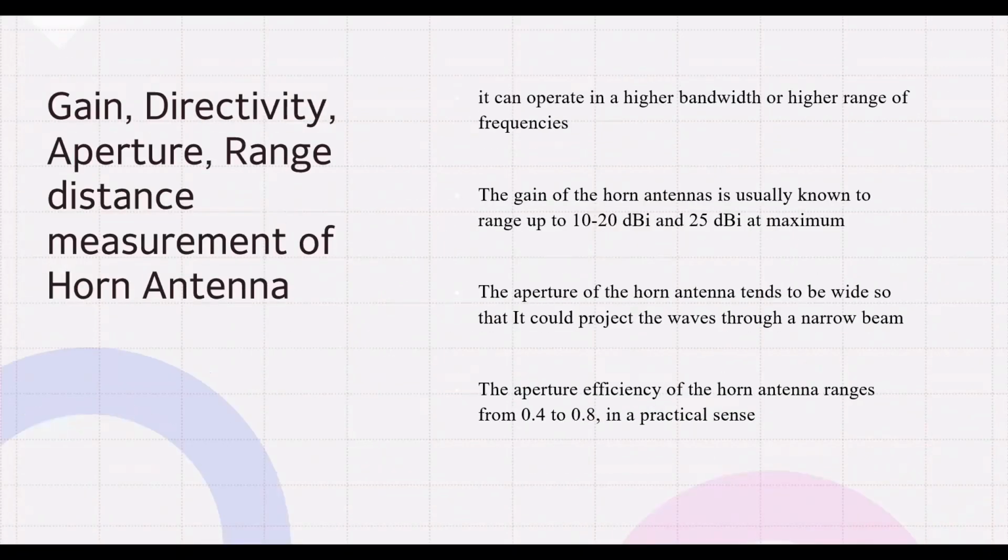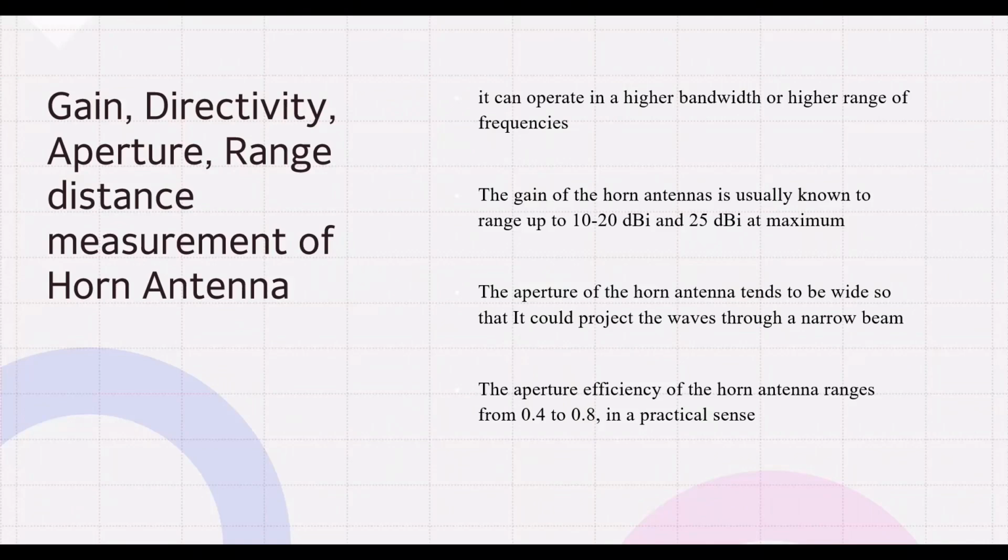So, for gain, directivity, aperture, range, distance, measurement of horn antenna. Since the horn antenna lacks resonant elements, it can operate in a higher bandwidth or higher range of frequencies. The gain of horn antennas is usually known to range from 10 to 20 dBi and 25 dBi at maximum. The aperture of the horn antenna tends to be wide so that it could project the waves through a narrow beam.